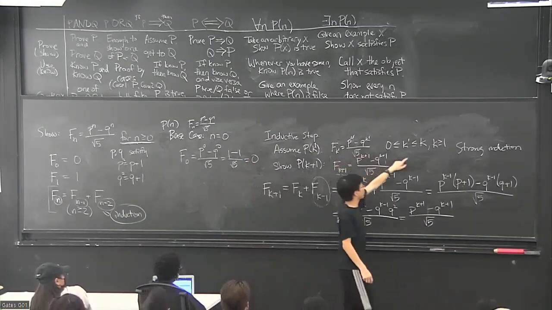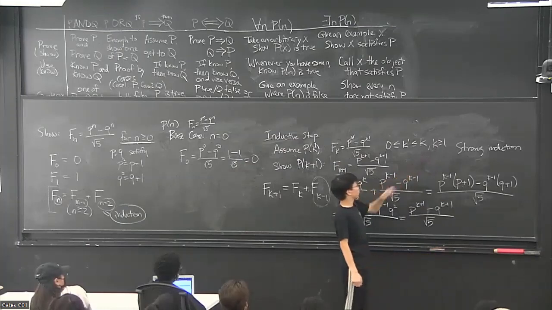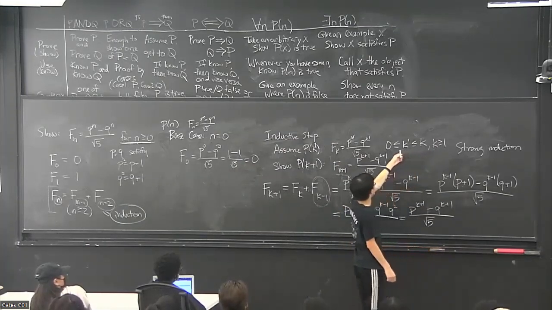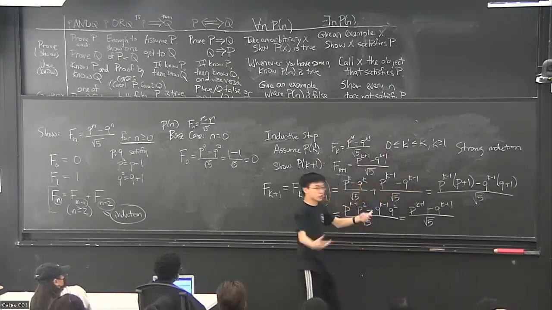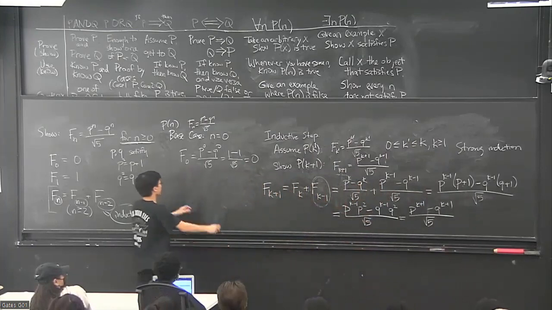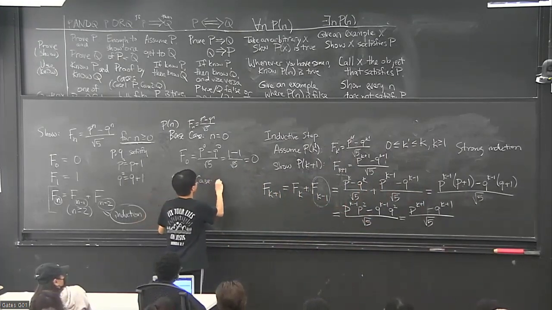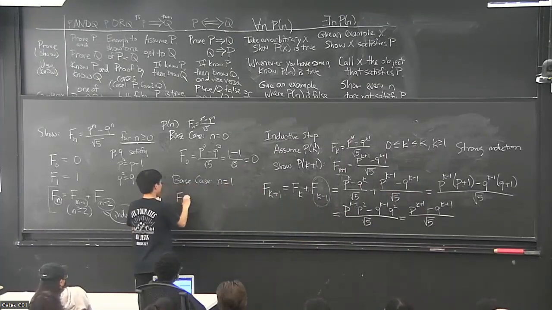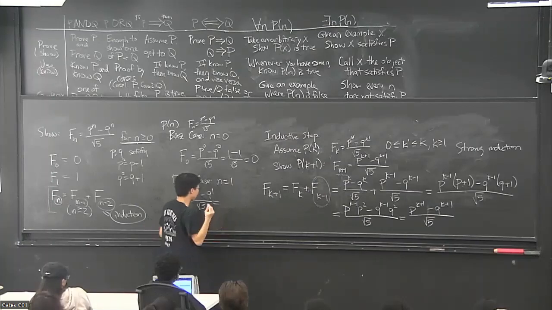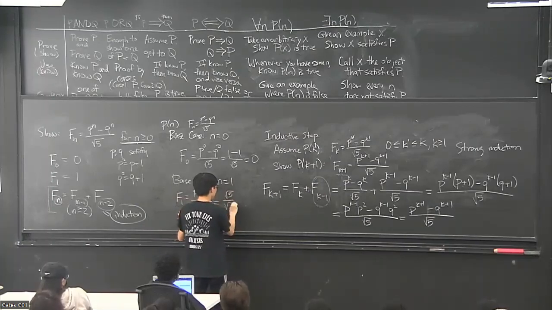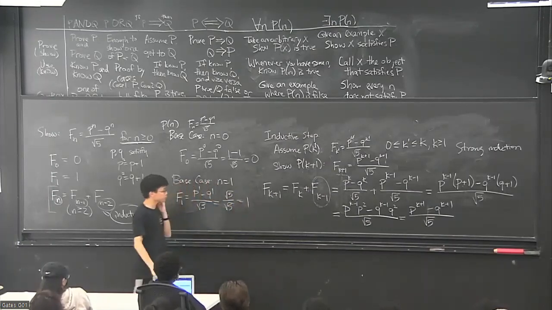And here I'm already starting with k greater than or equal to 1. But if I set k greater than or equal to 1, then I better be able to assume k prime is true for 0 and 1. But I don't know that it's true for 1. So I have to add a new base case here, n equals 1, and say, well, f of 1 is p of 1 minus q of 1 over square root 5. If you calculate that out with the given values, you get this.